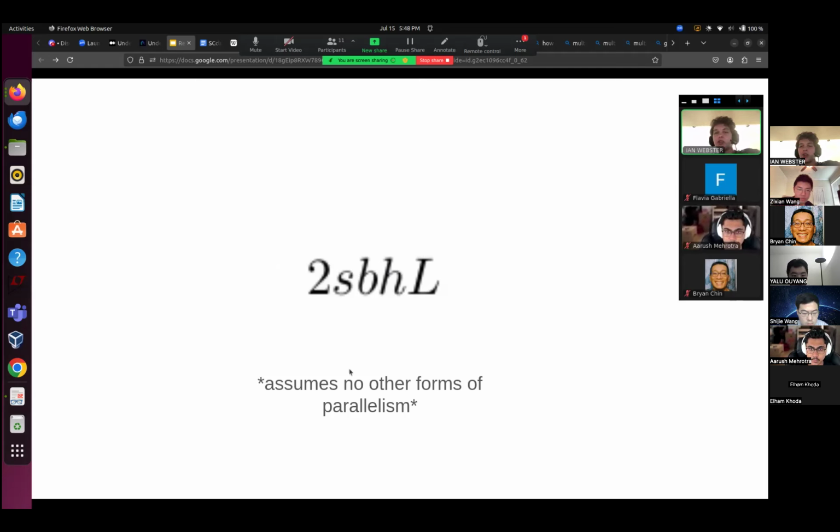Oh, it also assumes that you're not employing any parallelism, so no tensor and no sequence parallelism. This is just the memory per layer needed with no parallelism and full recomputation.